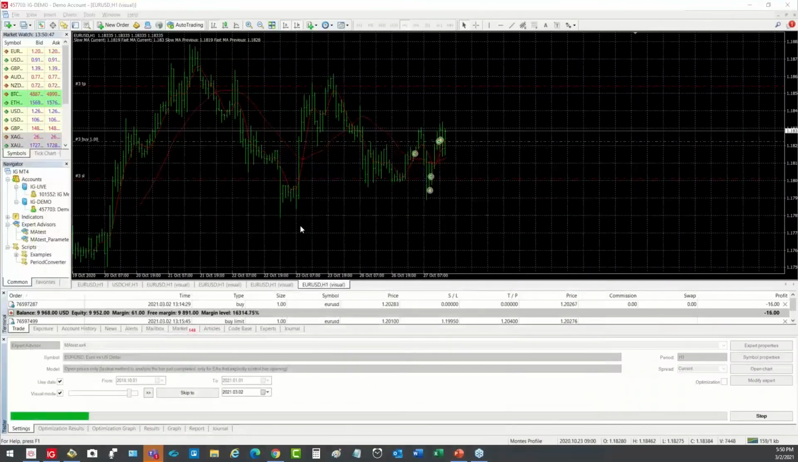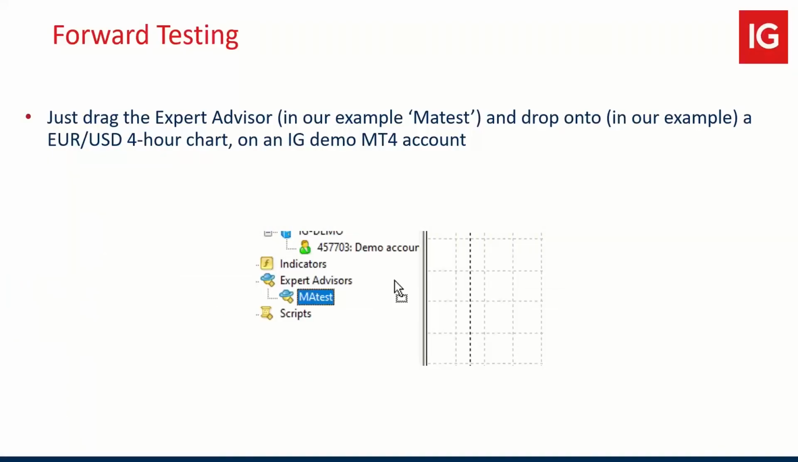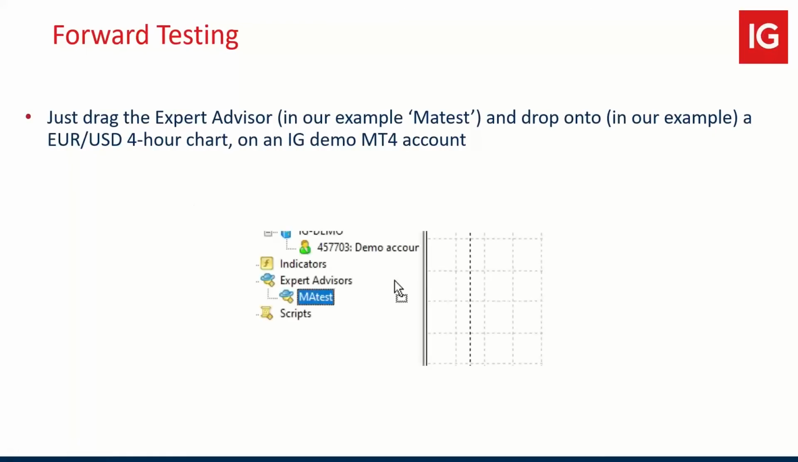So what about when it comes to forward testing? I'm going to get to parameter optimization, by the way, for those of you wondering, in just a moment. So we know how to backtest now. How exactly do we forward test? It's actually very simple. Just take your expert advisor, in our example it's MA test, and drop it onto a 1 hour or 4 hour chart, for example, on an IG demo account, and that's it.